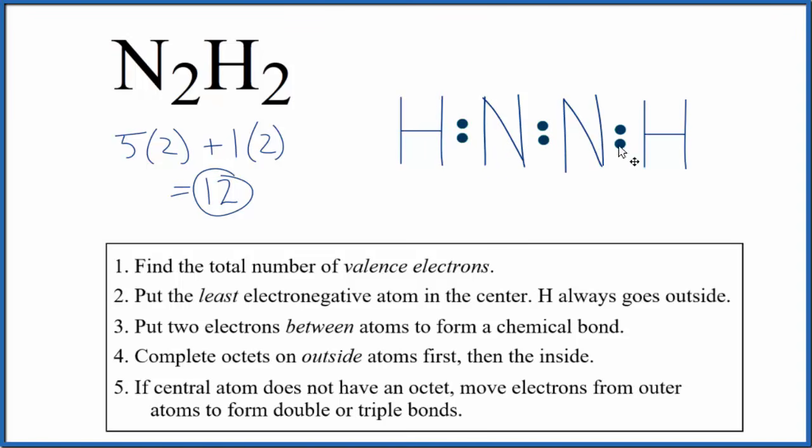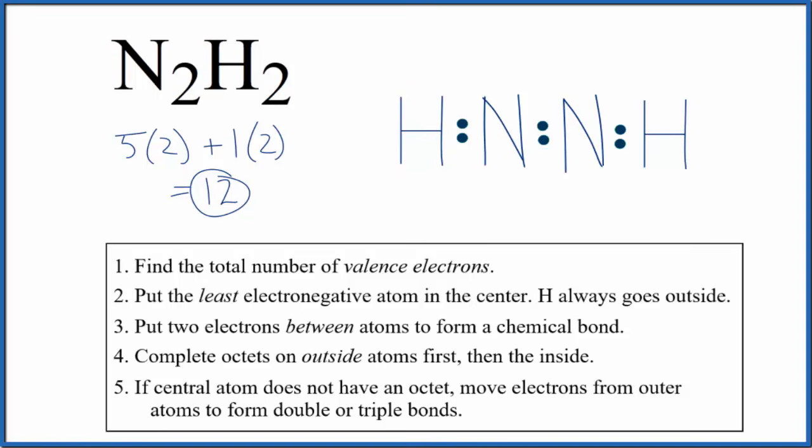We have 2, 4, 6. We've used 6 valence electrons. We have 12 total valence electrons for the N2H2 Lewis structure. So hydrogen only needs 2 valence electrons to complete its outer shell. So hydrogen is good. Let's complete the octets on the nitrogen.